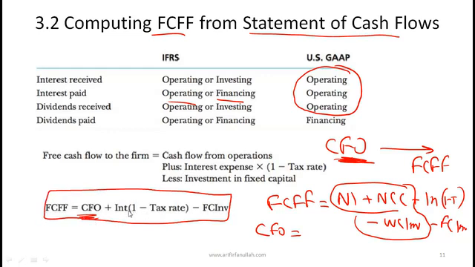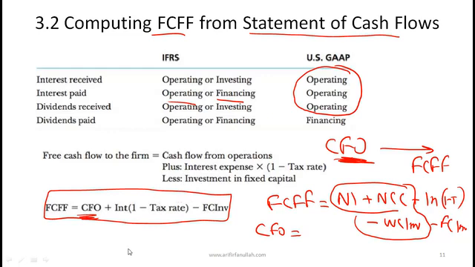If I tell you that the interest, according to this company, interest paid is considered financing, then how would this formula change? The company categorizes interest paid to bondholders as a financing activity. Will this formula change? Yes. How will it change?